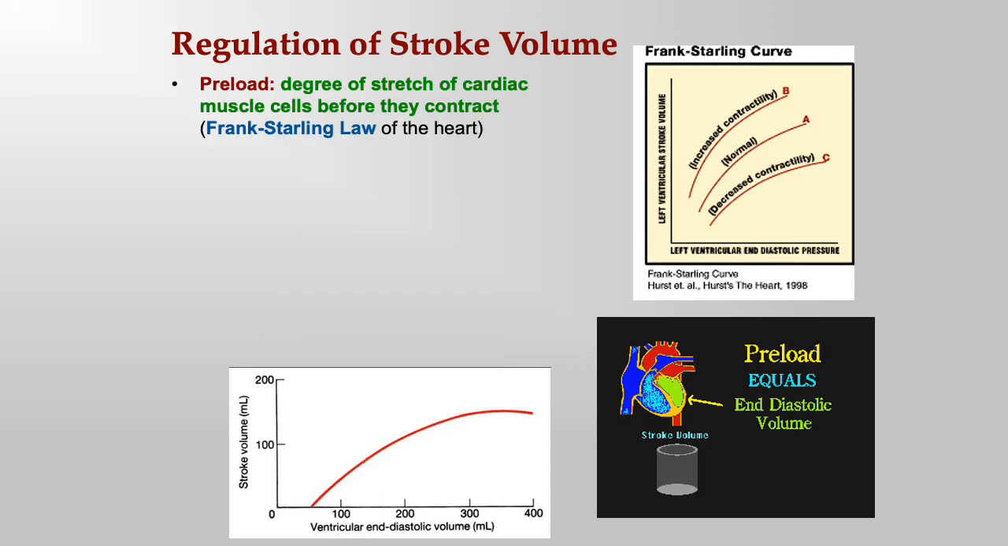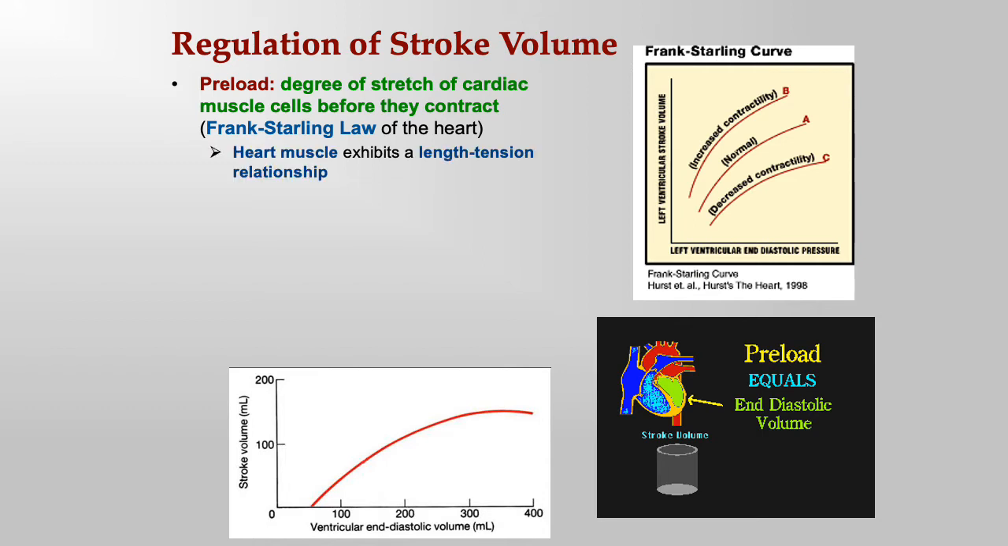So what regulates stroke volume? First is called preload. It's the degree of stretch of cardiac muscle cells before they contract. This is known as the Frank-Starling law, by the way. What it says is that the more blood that's in the heart, the more you're going to pump out. And that's in part because the blood in the heart causes the ventricle to expand a little bit, and then due to elasticity, it snaps back. So the more that's in there, the more you pumped out.